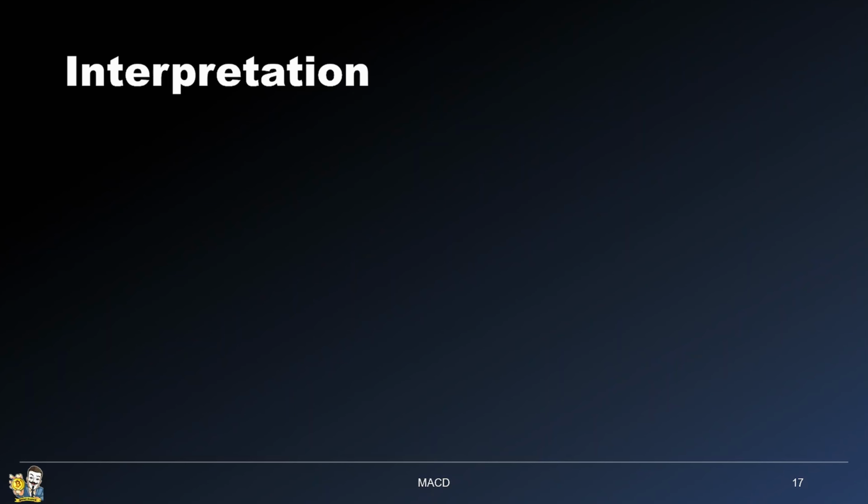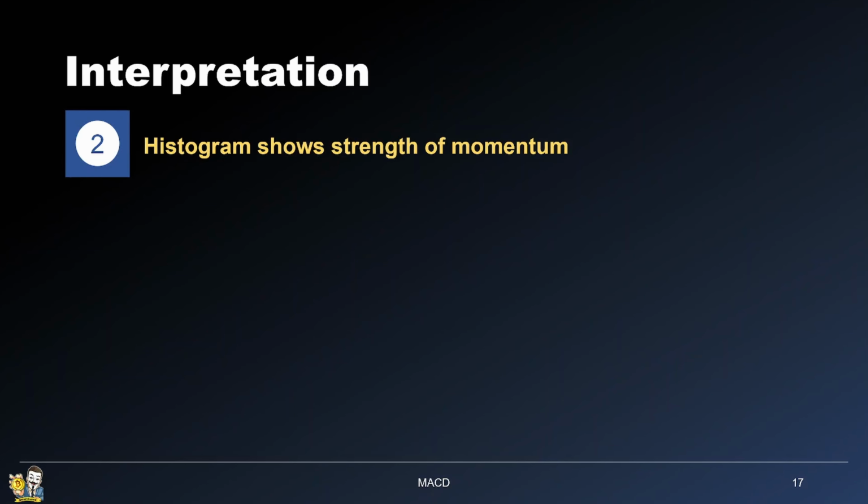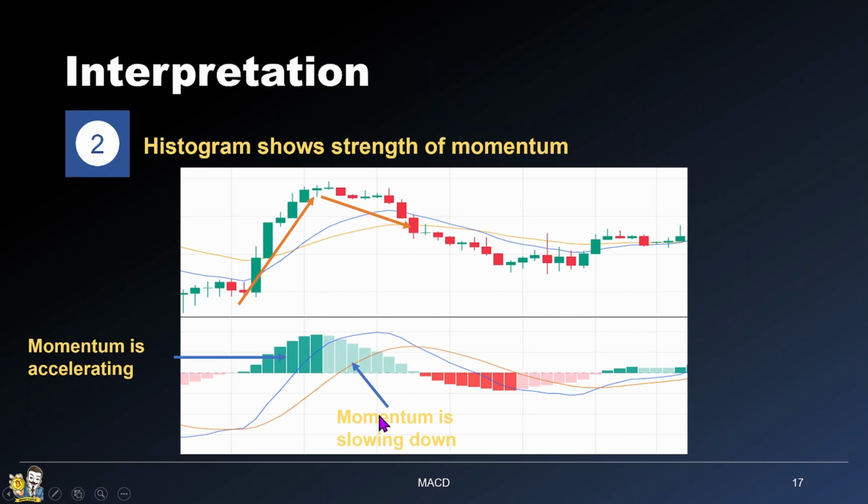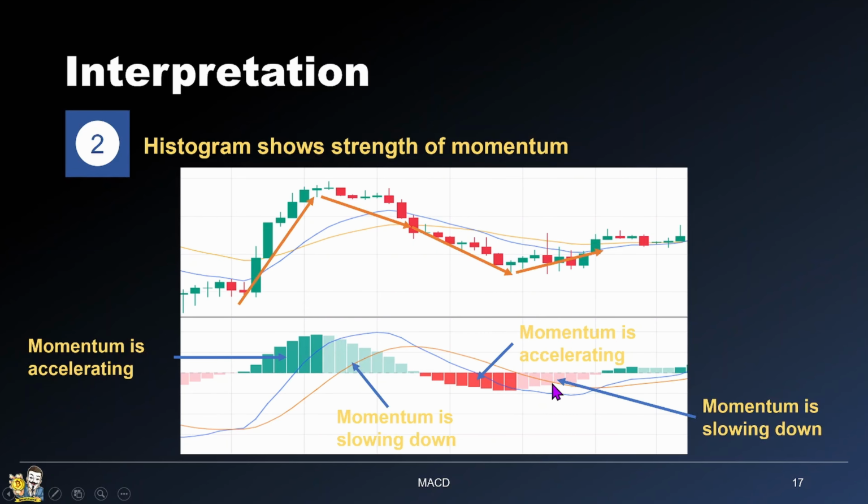The second way to interpret the MACD is through the histogram's length, which shows the strength of momentum. For example, here the histogram bars are getting larger and larger, which means momentum is accelerating, and indeed, price begins a new uptrend. Later the bars shrink, showing momentum is slowing down, and the price reacts by ending the uptrend. The same applies in a downtrend. Growing red bars show accelerating bearish momentum, and shrinking bars show momentum slowing down and bringing the trend to a stop.